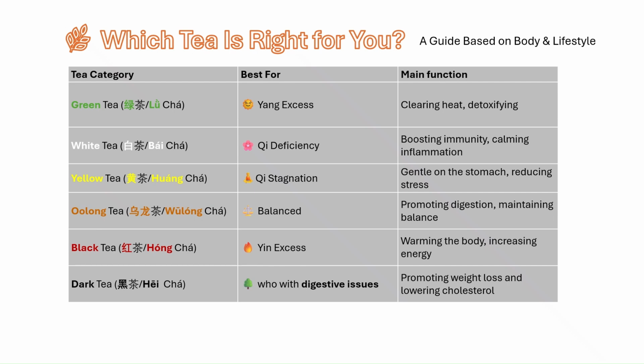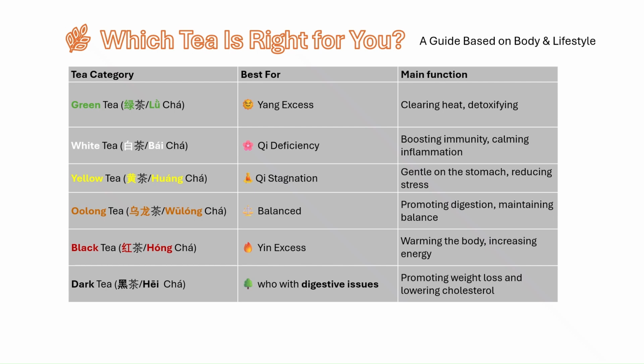Oolong tea, 乌龙茶. It's the most balanced type. They are great for digestion, metabolism, and even weight control. Oolong tea is ideal for office workers, tea lovers who enjoy complexity, and those easing into Gongfu tea.